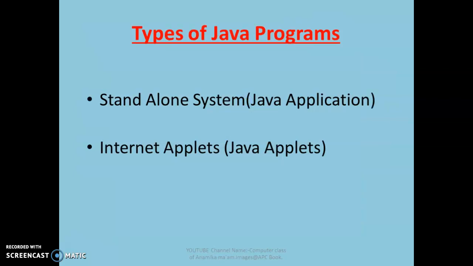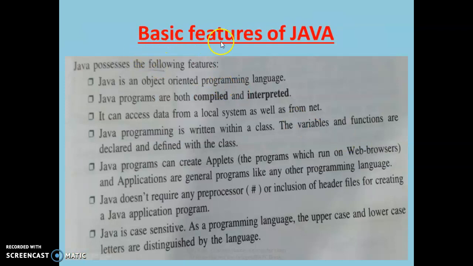Now, there are two types of Java programs. First one is standalone system or Java application, and second one is internet applet or Java applets. Now coming to the basic features of Java. First point is Java is an object-oriented programming language, that all of you know. Then the second point is Java programs are both compiled and interpreted.